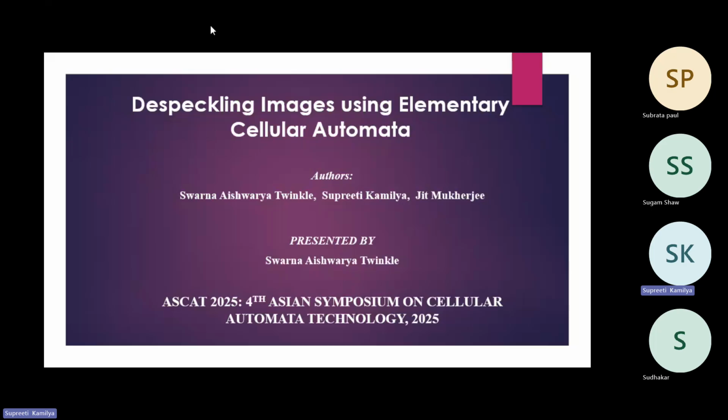Good afternoon, everyone. The topic for my work today is despeckling images using elementary cellular automata. Speckle noise is a major challenge in satellite and medical images as it hides crucial details which are necessary for analysis and diagnosis. Now the question comes, what is a speckle? Speckle is a type of noise which appears as a granular noise pattern with bright and dark spots that distorts the underlying features of the image, making it difficult to read.